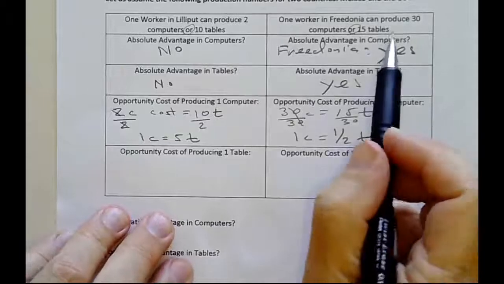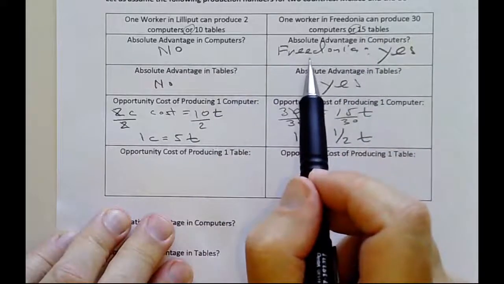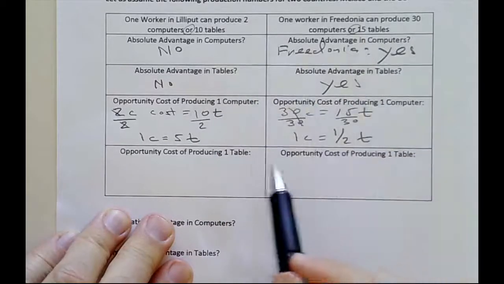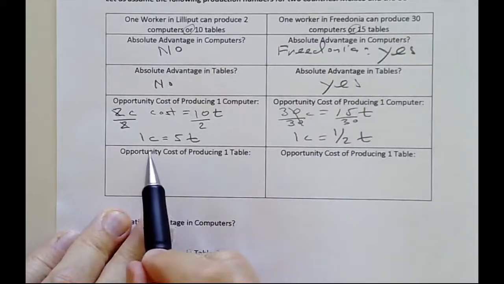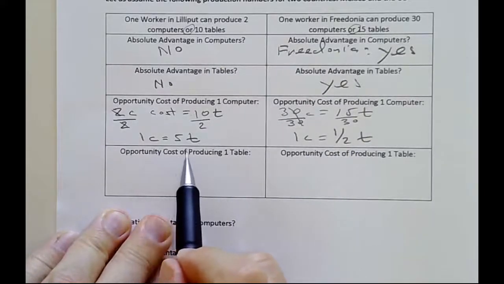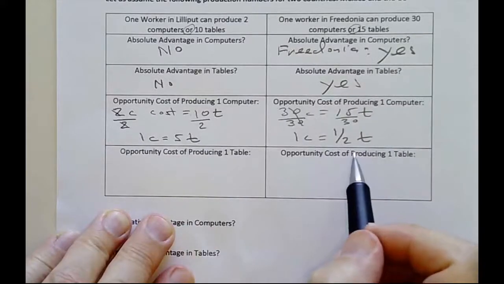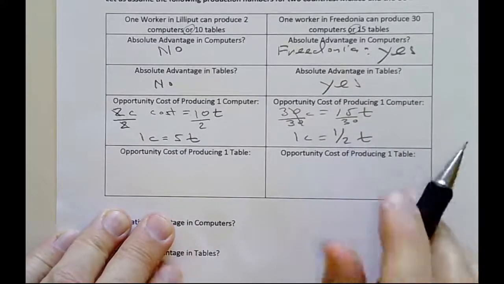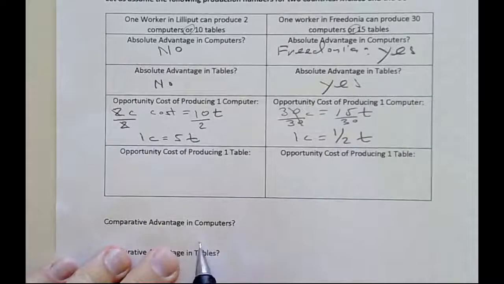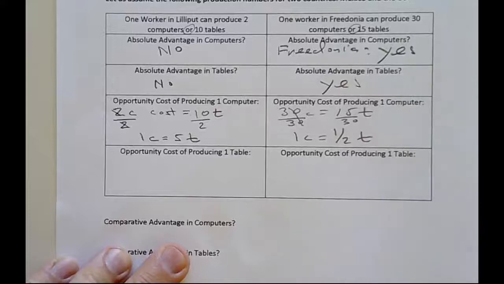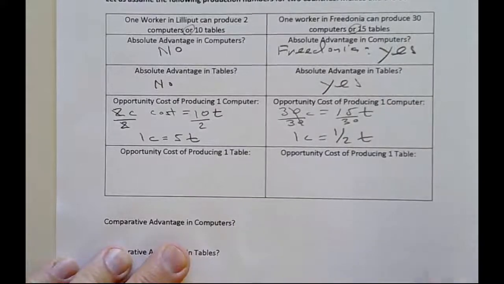We couldn't compare the numbers at the top there in terms of who has a lower opportunity cost, but we can down here. So every time I make a computer in Lilliput, we give up 5 tables. Every time we make a computer in Freedonia, we give up 1/2 table. And so down here, we can answer the question, who has a comparative advantage in computers, and that is going to be Freedonia. And I'll write that down there in just a minute.